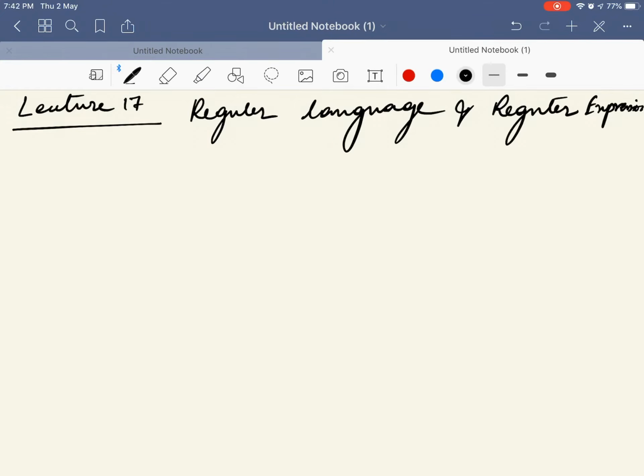In this lecture we will discuss regular language and regular expression. Till date we have seen formal languages and how to convert those languages into grammar and grammar to the respective automata and vice versa. That means if a DFA or NFA is given, how to convert it to a language or grammar, and vice versa. Now what is a regular language?